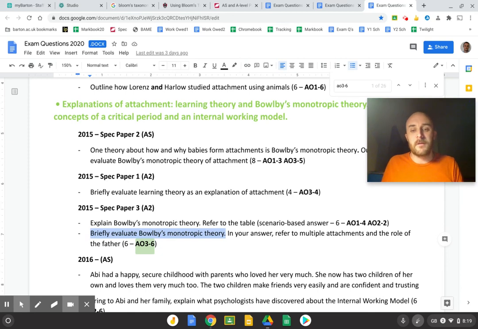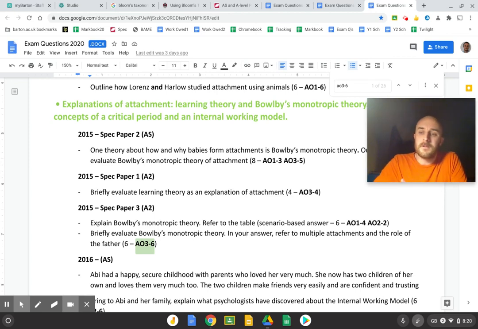Briefly evaluate Bowlby's monotropic theory. In your answer, refer to multiple attachments and the role of the father. You might say, off the top of my head, that Bowlby's monotropic theory is socially insensitive. That's your point. Elaborate. Why is that important? Well, it's important because it reduces the reputation of psychology, and therefore people aren't going to take psychology or attachment theory seriously, which could have serious consequences in, say, nursing or orphanages. Where's the evidence? I could be making this up here. Bowlby specifically stated that mothers are the primary caregiver, and he completely ignored the role of the father in actually raising the kid, which could offend loads of fathers. So that would be one point in this case.